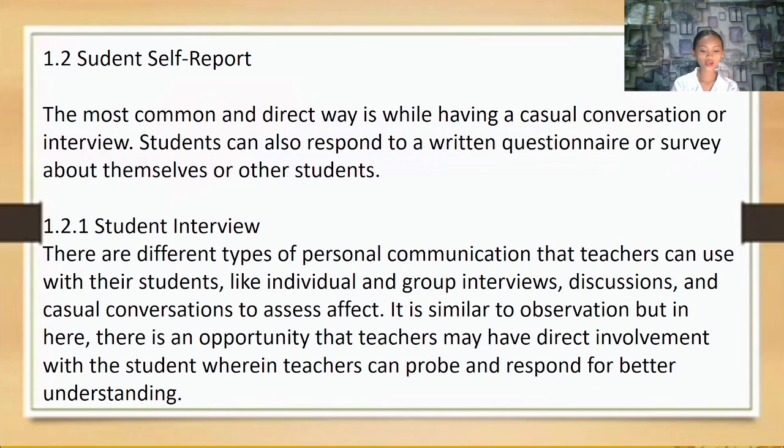The first one is the student interview. There are different types of personal communication that teachers can use with their students, like individual and group interviews, discussions, and casual conversations to assess affect. It is similar to observation, but here there is an opportunity for teachers to have direct involvement with the student, wherein teachers can probe and respond for better understanding.